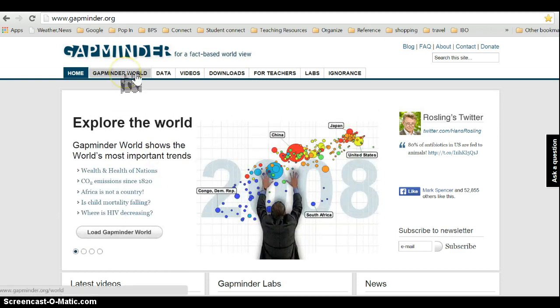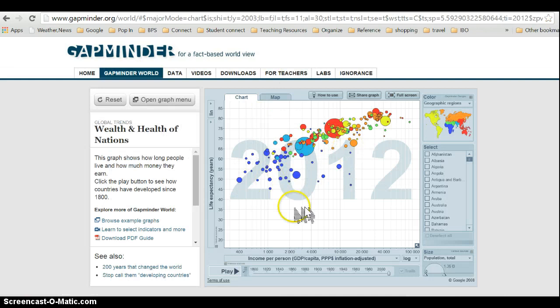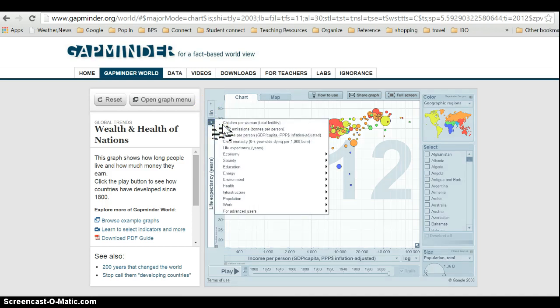If we click over here to Gapminder World, I already have it loaded over here, you can see the kinds of graphs that we can use. And we can change the axes. So for example here, we've got life expectancy, and it's a linear graph. Now you know about logs and linear. And now I can click on it and open up different criteria.